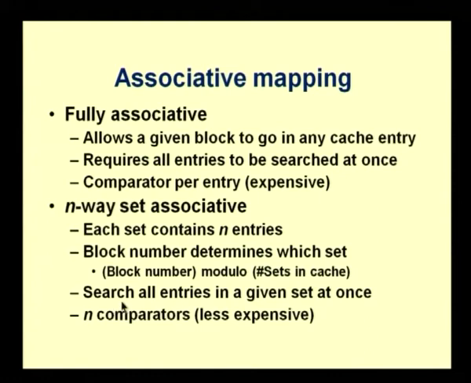And within that set you will search all entries at once, at the same time. So, how many comparators will I need? The number of comparators I need depends on the number of entries in each set. If it is an n-way set associative cache, I will need n comparators. So, as you can see, this will be less expensive than the fully associative option. This is what we need to understand with respect to fully associative and n-way set associative caches.